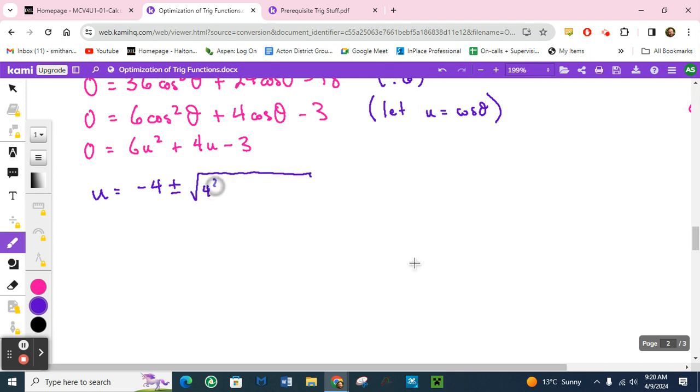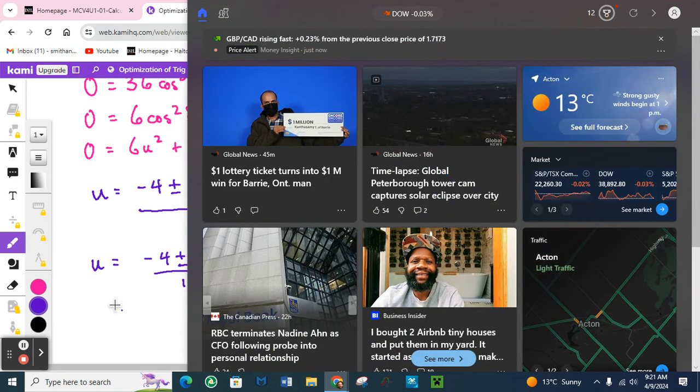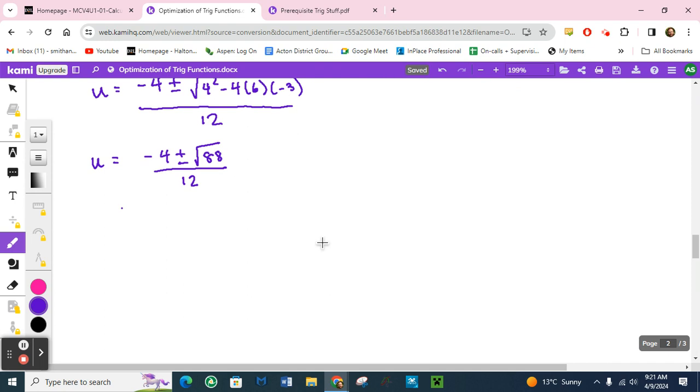All right, so we have 4 squared minus 4 times 6 times minus 3, all over 2a, which is 12. So what's that? 16 plus 72, so that's 88. And we're going to get a couple of decimal answers for you. We'll see if both of them are possible or if only one of them is possible. Hopefully one of them is possible.